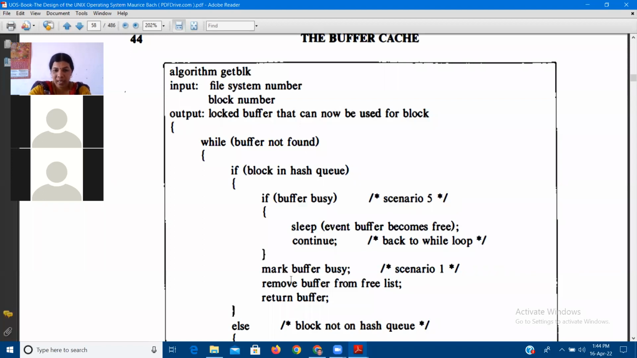So if the buffer is free, what it does according to the first scenario: it marks that buffer as busy and removes that buffer from the free list. If the buffer is free, it takes it out of the free list. After taking it out of the free list, where does it put it? It puts it on the hash queue. To put it on the hash queue, the status of the buffer must be busy. That's why it is marking the buffer as busy, removing that buffer from the free list, and returns the buffer.